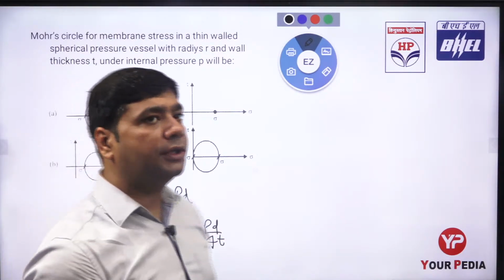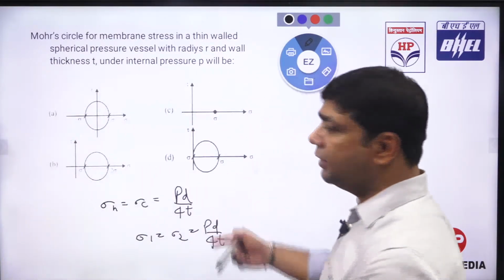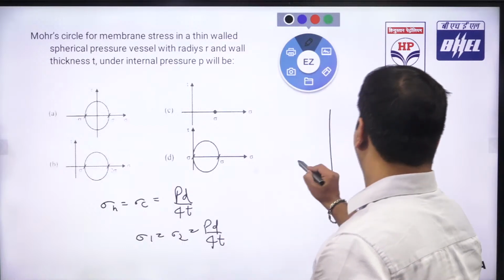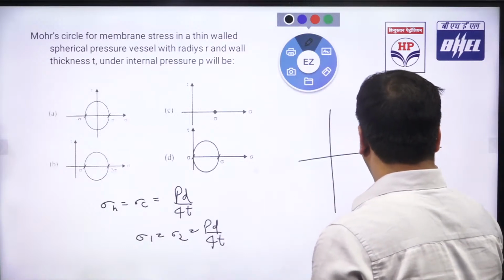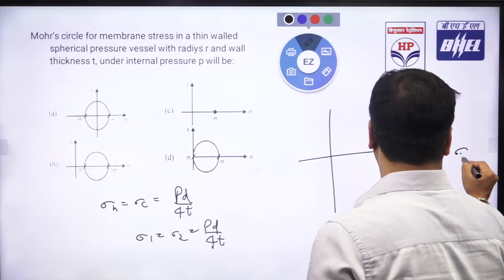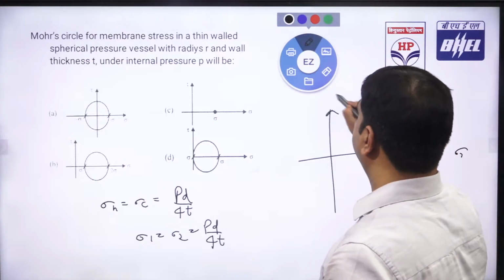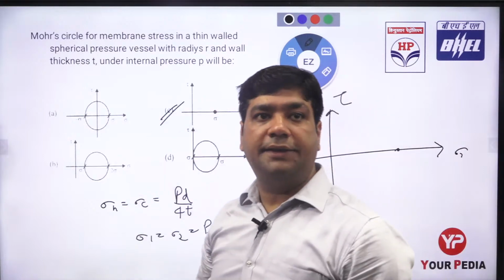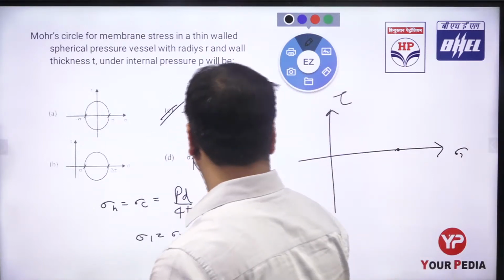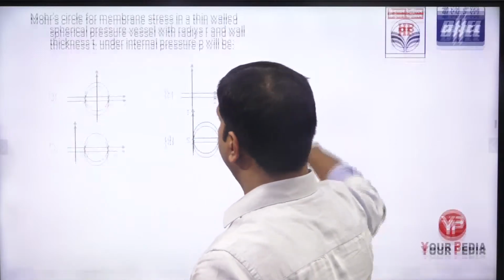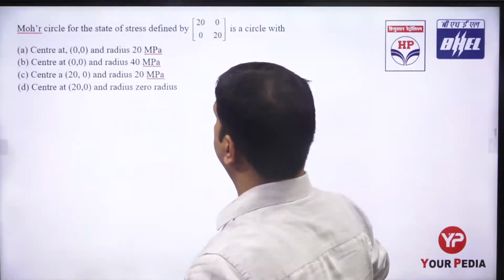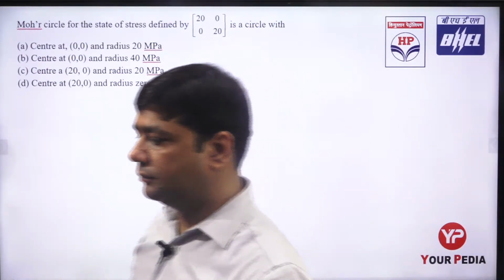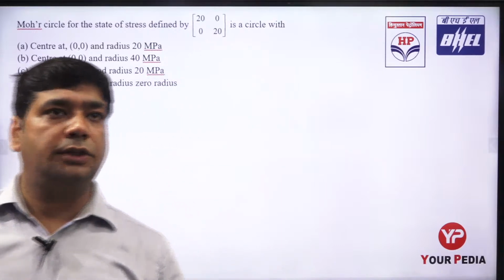If I'm going to draw the Mohr circle for that, there is no shear stress at that point, so it is just like a point on the normal axis, normal stress. Okay, so the option C is correct. Is this clear to all of you? Okay, good. Let's solve this one.